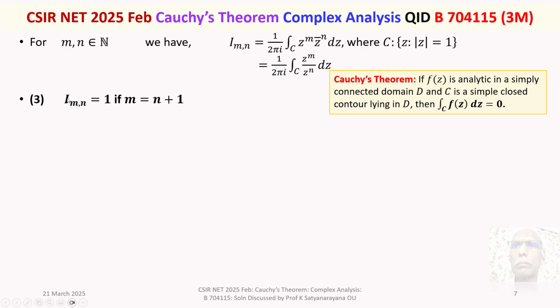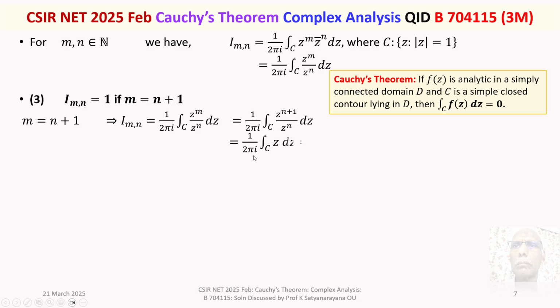Option 3. I suffix m comma n is equal to 1 if m is equal to n plus 1. So wherever there is m, you substitute n plus 1. It will be 1 by 2 pi i integral taken round c, z power n plus 1 by z power n. Then after cancellation, 1 by 2 pi i integral taken round c, z dz. f of z is z. z is an entire function, analytic everywhere because it is a polynomial of degree 1. Therefore, it is analytic inside and on c. By applying Cauchy's theorem, the integral value is 0.